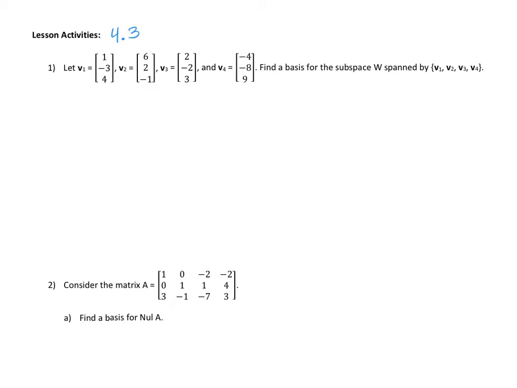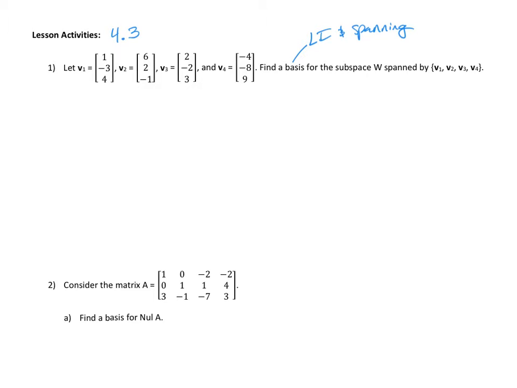Okay, so we have four vectors, v1, v2, v3, and v4. We're supposed to find a basis for the subspace W spanned by those four vectors. So remember, the span of a set of vectors is the set of all linear combinations of those vectors. So a basis is the smallest possible spanning set. So a basis has to be linearly independent and a spanning set.